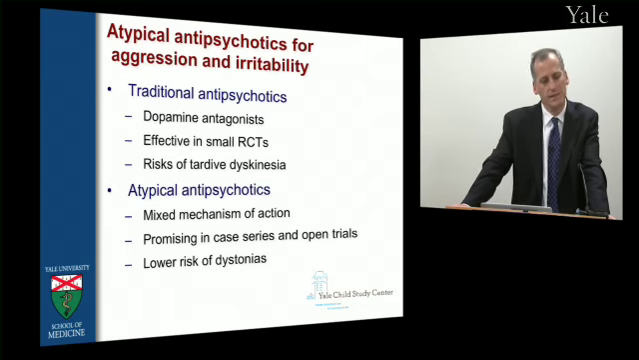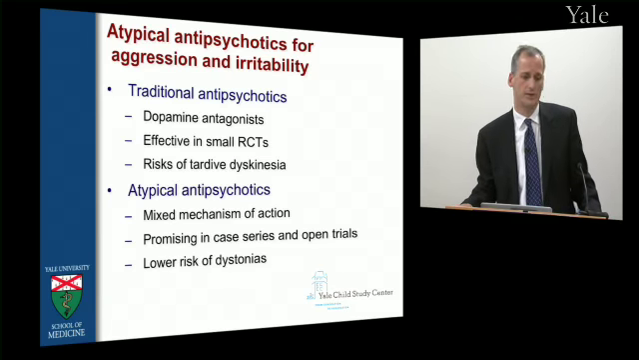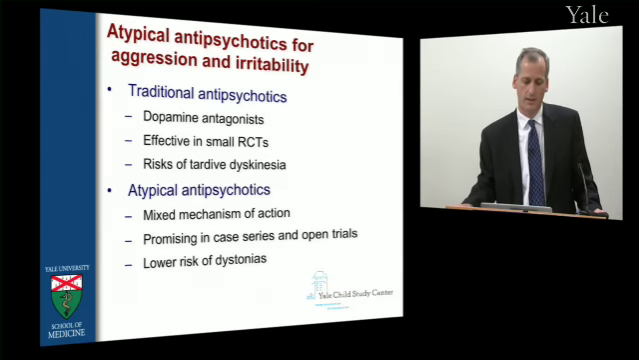The core treatments that we use for aggression are what we call atypical antipsychotics. And this may be very basic for some of you, but just so that we all are on the same page, antipsychotics are medications that we have used since the 1960s for the treatment of a range of serious psychopathology, traditionally schizophrenia. The traditional antipsychotics all have effects on the dopamine synapse.